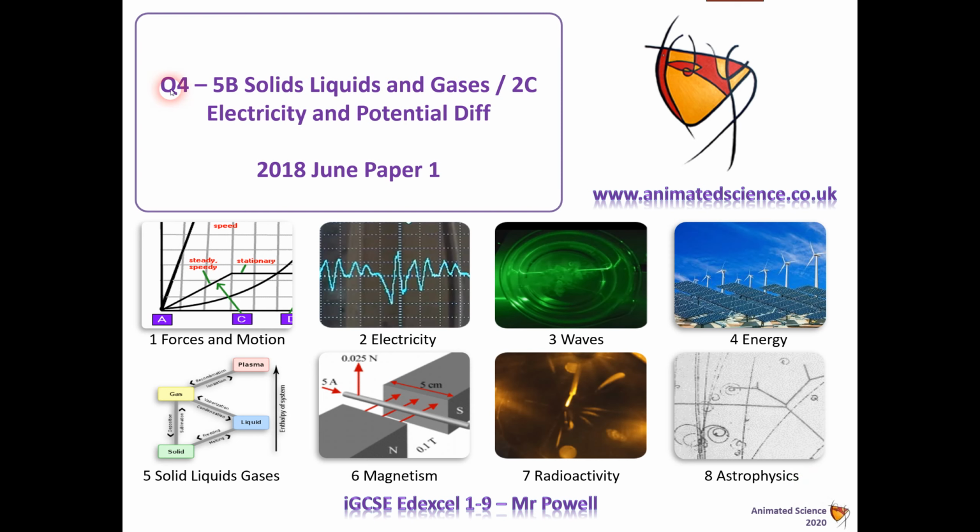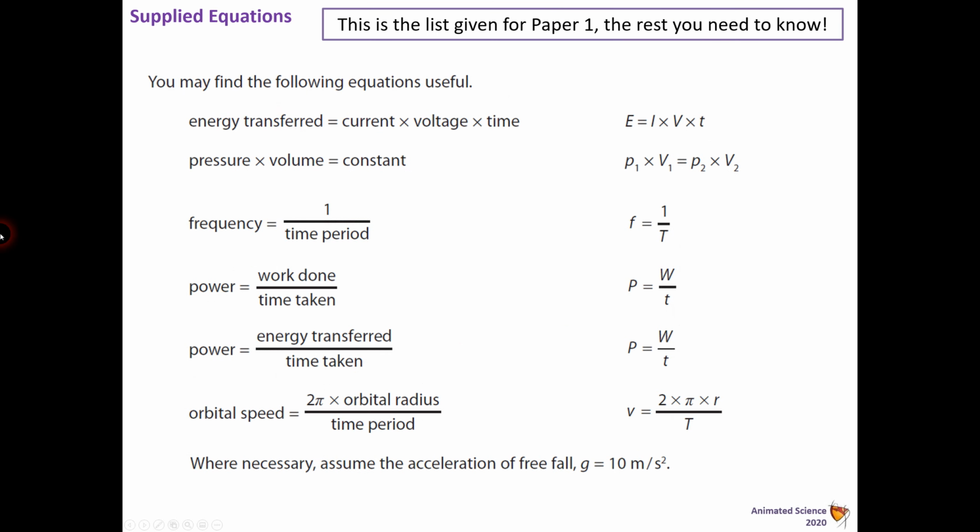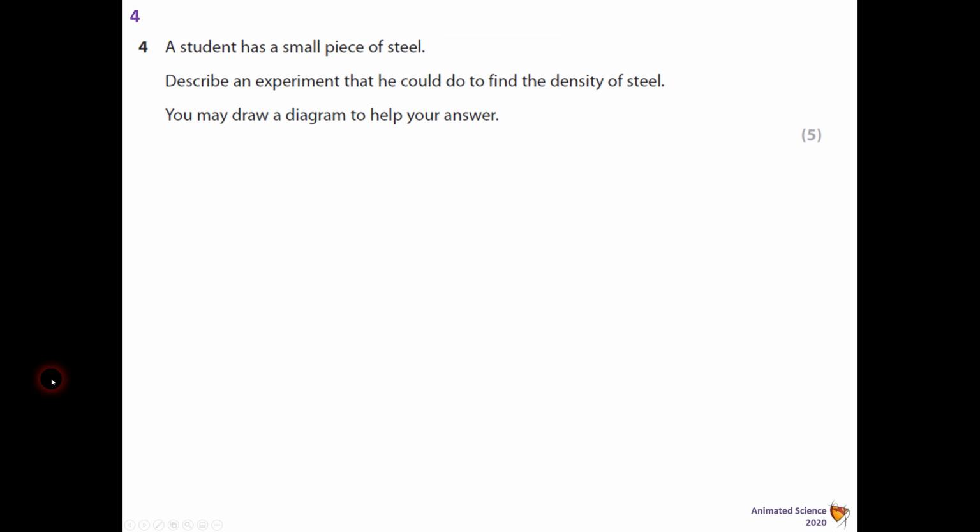So it's another one of our videos looking at June 2018 paper 1 for iGCSE Edexcel 9 to 1. It's an exam question for 5B, solid, liquids and gases, and section 2C, electricity, potential difference. So, a quick show of the equations. You can pause that, have a think about what you would need and what you need to learn.